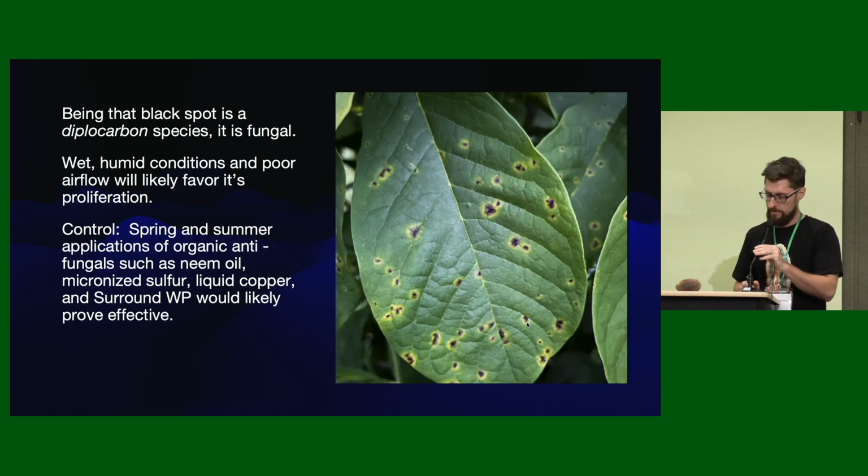So control would be spring and summer applications of organic antifungals such as neem oil, micronized sulfur, liquid copper, Surround WP would likely prove effective. I will say there is another theory in organic production, and that is that if you can colonize the foliage with a beneficial bacteria, then it prevents a harmful bacteria from taking hold, similar to what we were talking about with the gut biome. If your gut biome is healthy, it's a lot less likely that a harmful pathogen can take root and proliferate.